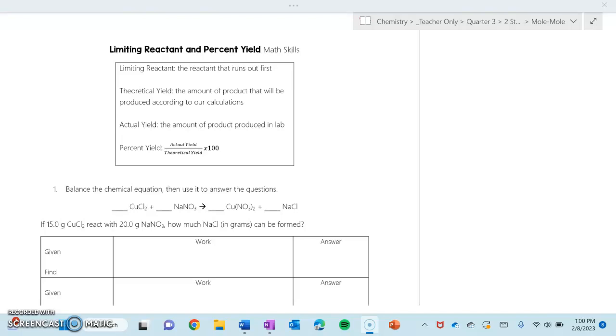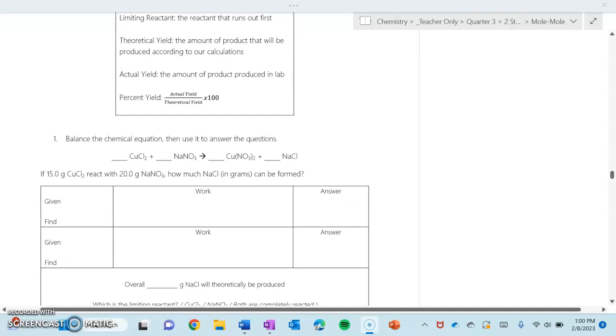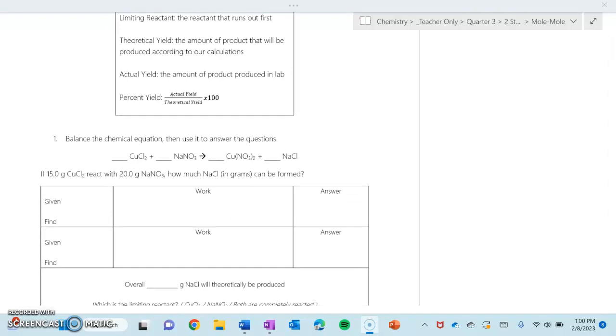We can do these calculations to tell us theoretically how much we should make. That's called the theoretical yield, when we do our calculations and figure out, based on the amount of reactants given, how much product we will be able to make. Most of the time we're going to run out of one ingredient or one reactant first, and we call that the limiting reactant, and the rest are going to be in excess. So we'll start there, and then we will add on percent yield afterward.